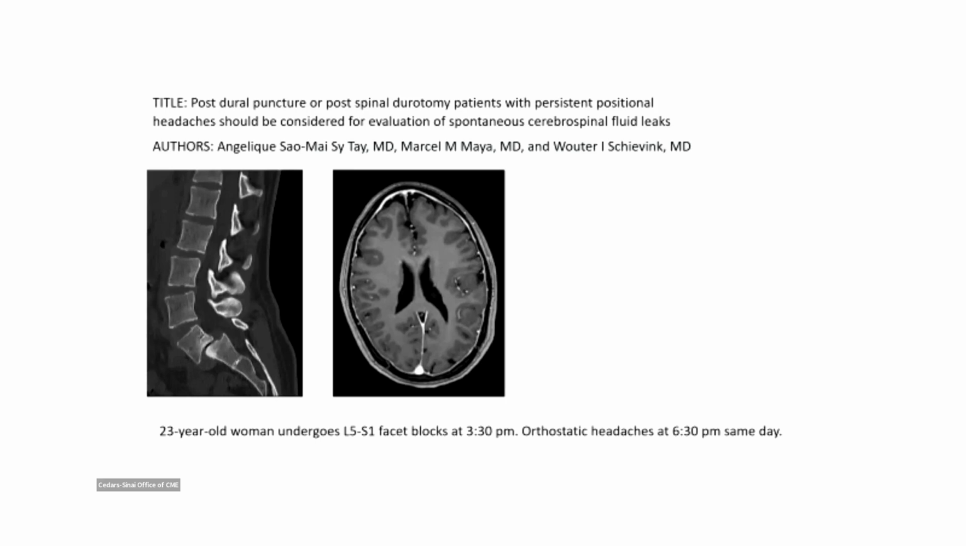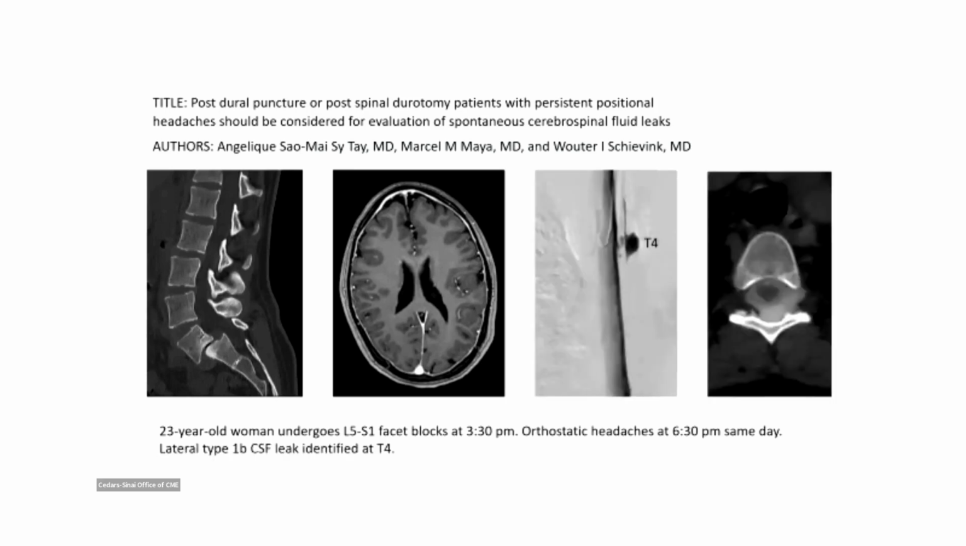So we did some more imaging, and it actually turned out that she had a spontaneous leak at the thoracic floor level, a lateral leak. Those lateral leaks typically occur in younger people. We suspect maybe they have some connective tissue disorder. So she eventually ended up needing surgery to fix that leak.